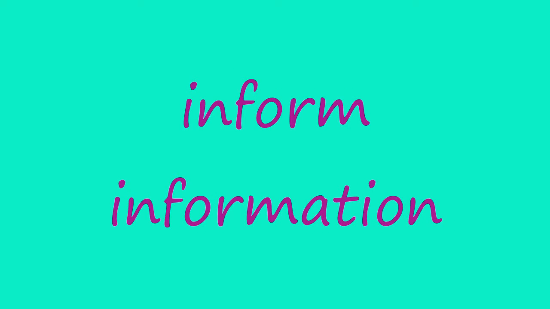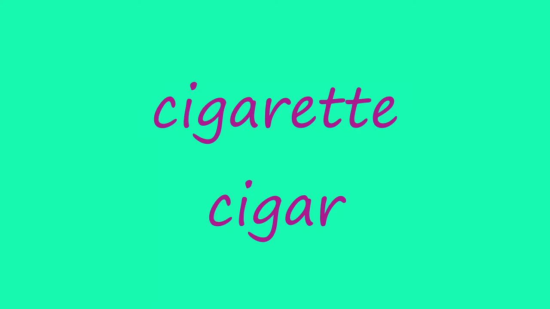What about the word information? In the word inform, the or is stressed. So we know that the schwa sound in information is also or. If we look at the word cigarette, the sound, the schwa, appears in the second syllable. But if we look at cigar, the AR is stressed, so we know that the sound in cigarette is also A. Easy, isn't it?